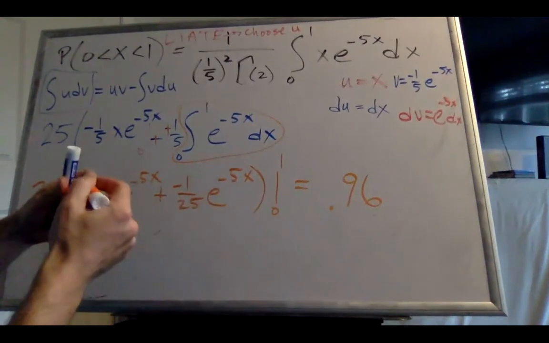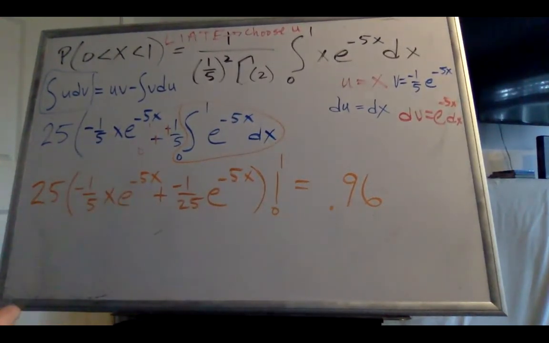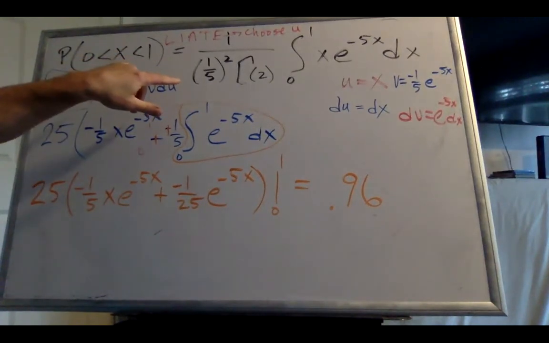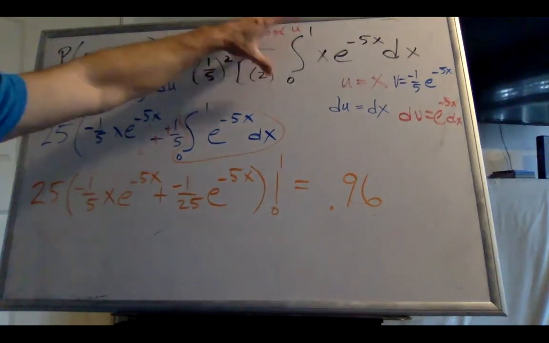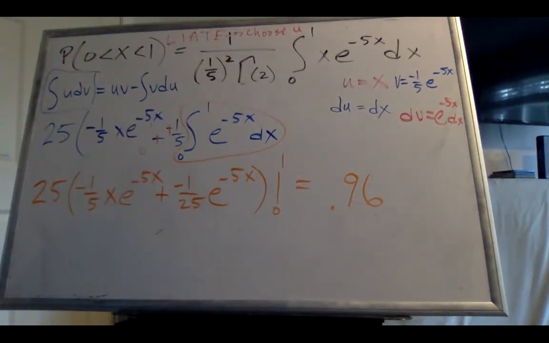So there's a 96% chance that there will be, what was it? 2 Poisson events within a minute, right? 2 Poisson events. It's been so long, I forgot the problem. But such is life, right?